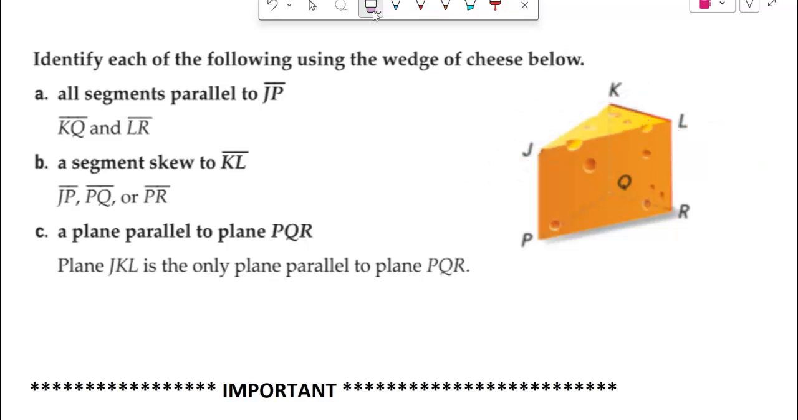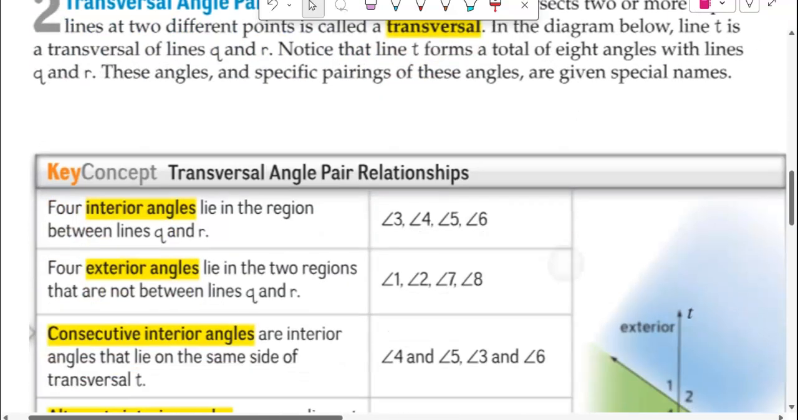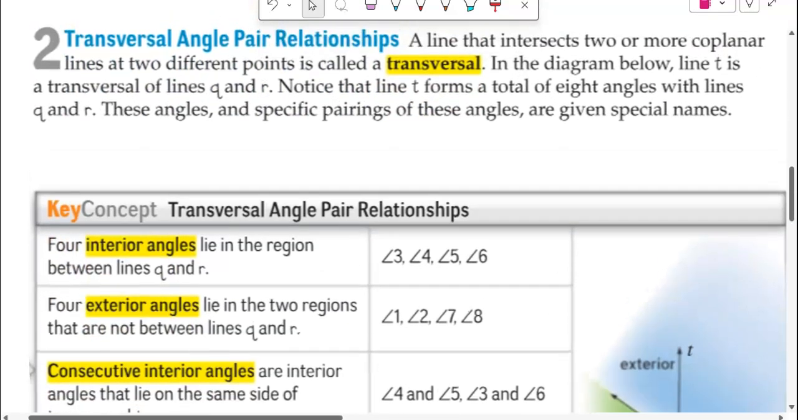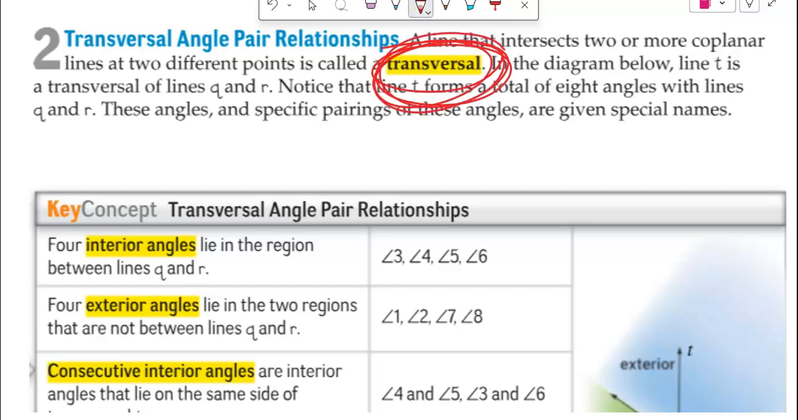This book really likes the term skew, so you're going to see it a good bit in the practice problems today. Okay, if I was to say one thing you got to walk away from today, if you don't hear anything else, you don't learn anything else, this is the thing to know. Everybody say it out loud. Transversal. Go ahead and write that word down.